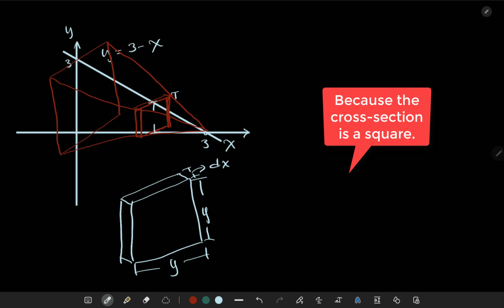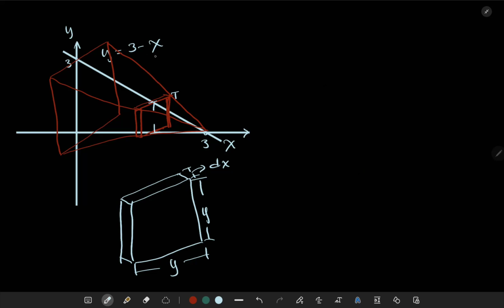But y, since the point corresponds to a point on that line, is of the form 3 minus x. So the frontal area of this volume is going to be 3 minus x squared, because it's a square. So you have base times height. Both y's are 3 minus x. So you get base times height twice, or multiplied times one another, which is just a square of that.